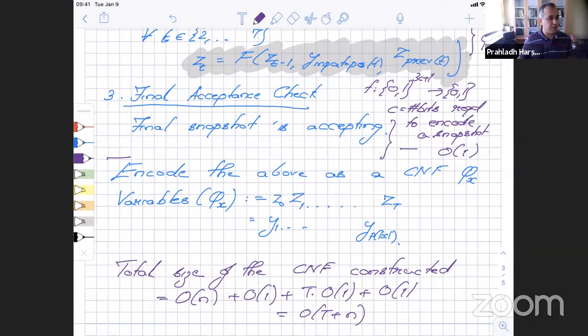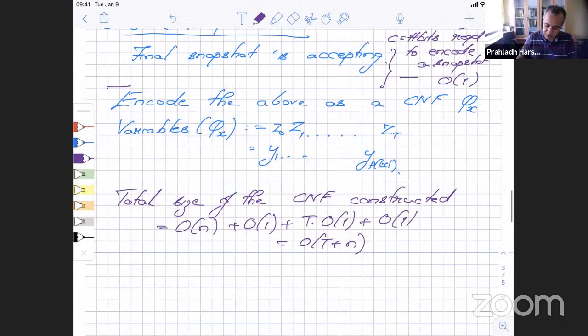And if this CNF is satisfiable, it should be evident that all the checks are passed, that means the machine has accepted, that means there is a U that caused the machine to accept. So all of this just translates to stating that X is in the language if and only if the CNF that I constructed is satisfiable.